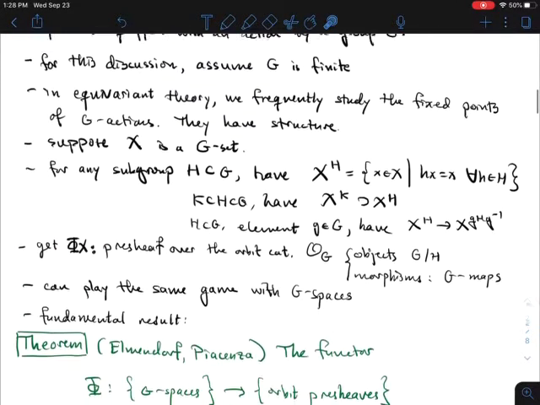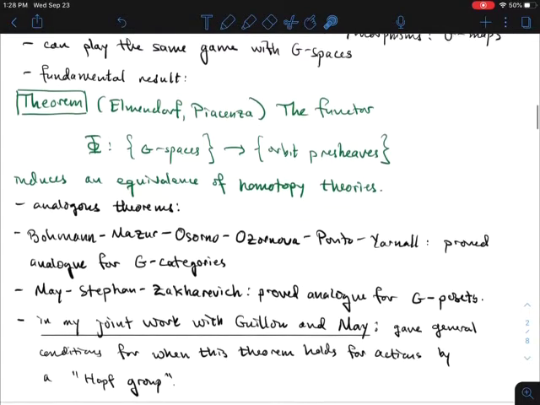Now one can play the same game with G-spaces, and in this context we have the following fundamental result due to Elmendorf and Piacenza. Namely, the functor Φ from G-spaces to orbit presheaves induces an equivalence of homotopy theories.